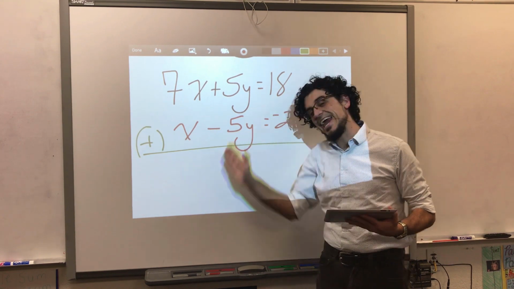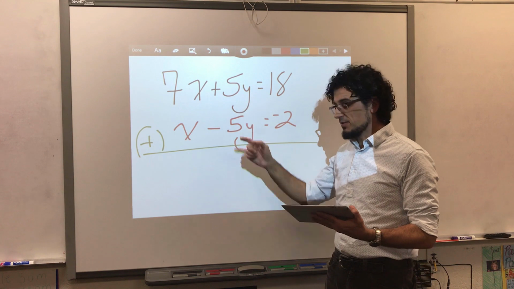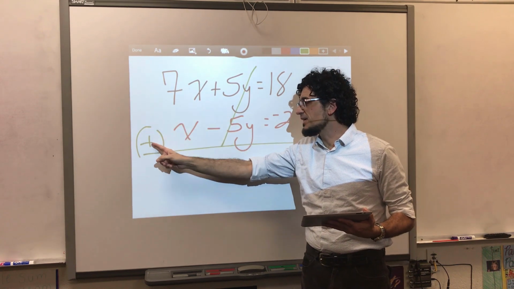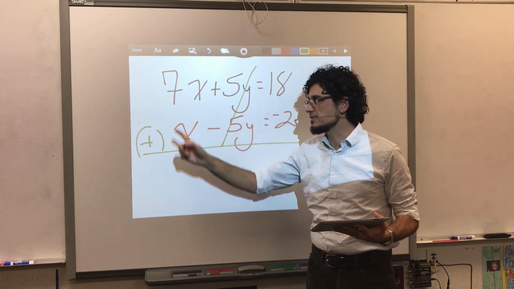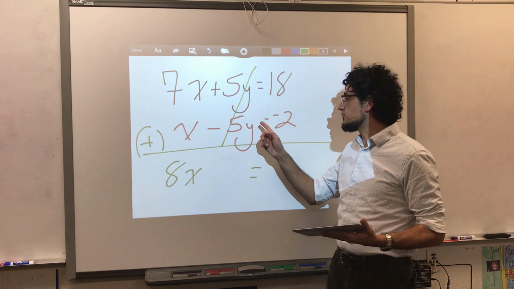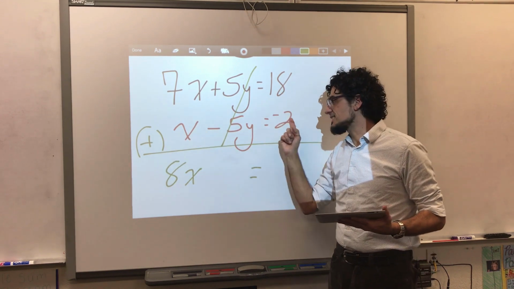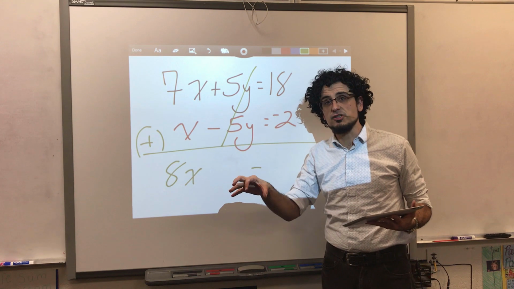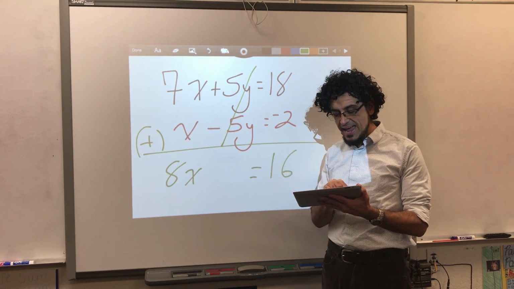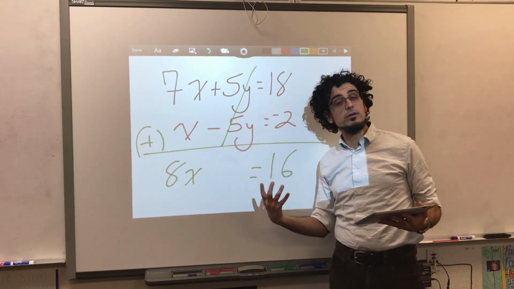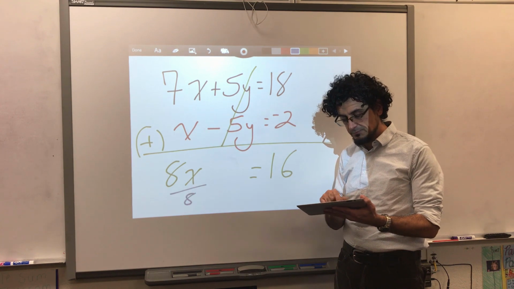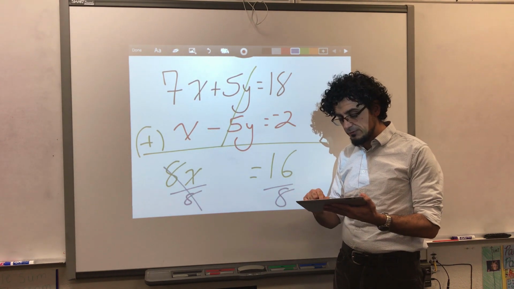So I want to make sure that these cancel out. 5y plus negative 5y will cancel each other, so those are gone. Now I'm looking at 7x plus x, or 1x. So 7 plus 1 gives me 8x, and that's equal to 18 plus negative 2. 18 plus negative 2 is the same as 18 minus 2, which gives me 16. So I have 8x equals 16. I do algebraic isolation, so I'm going to divide both sides by 8, and I end up with x equals 2.